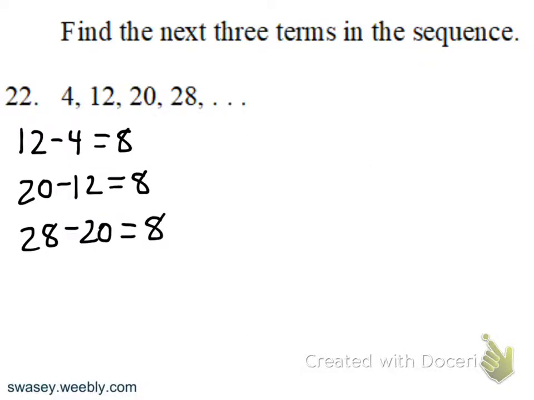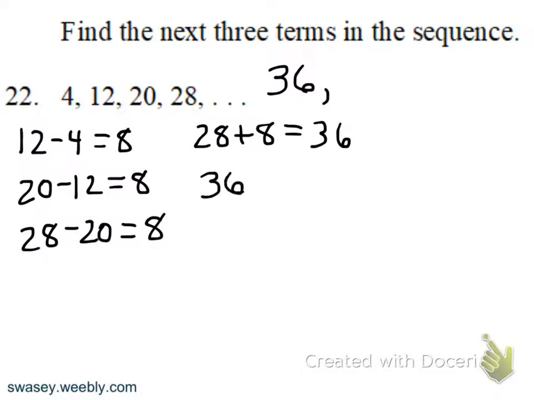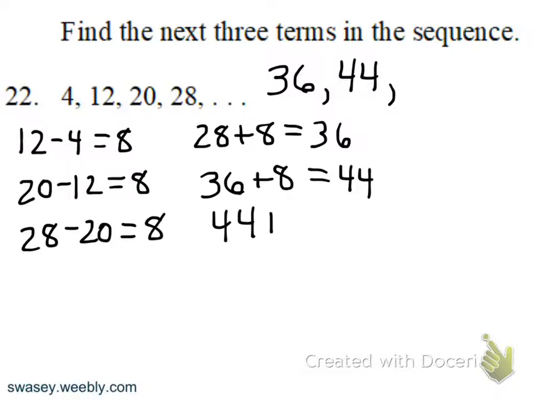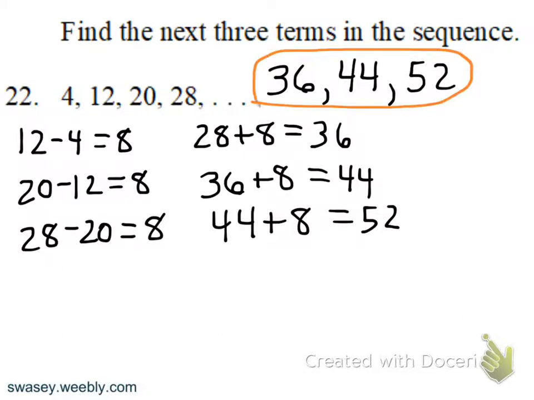So to find the next term, do 28 plus 8. And so we get 36 for our next term. Now do 36 plus 8, and you get 44. And then finally 44 plus 8, you get 52. So our next three terms are 36, 44, 52.